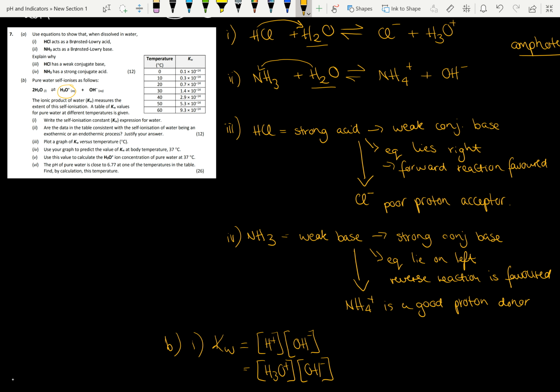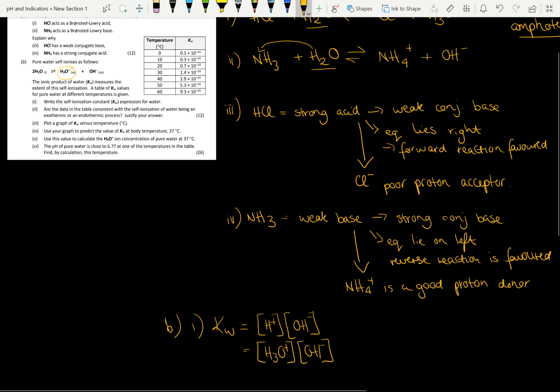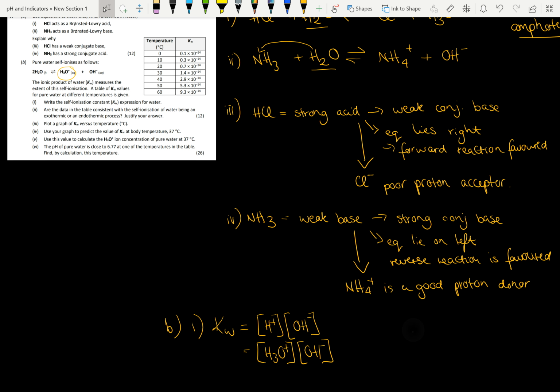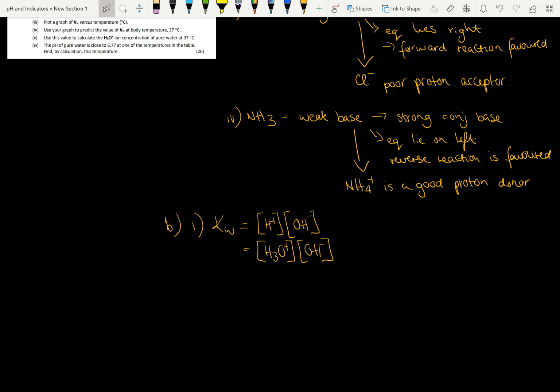Now, they ask us about this table of data. So you can see we've got temperature, and the temperature is increasing, and then we've got the ionic product of water, Kw. So they're asking us, is the data in the table consistent with the self-ionization of water being exothermic or endothermic? So if we have a look at the trend here, as the temperature increases, the Kw increases. Now, does that mean that the forward reaction is endothermic or exothermic?